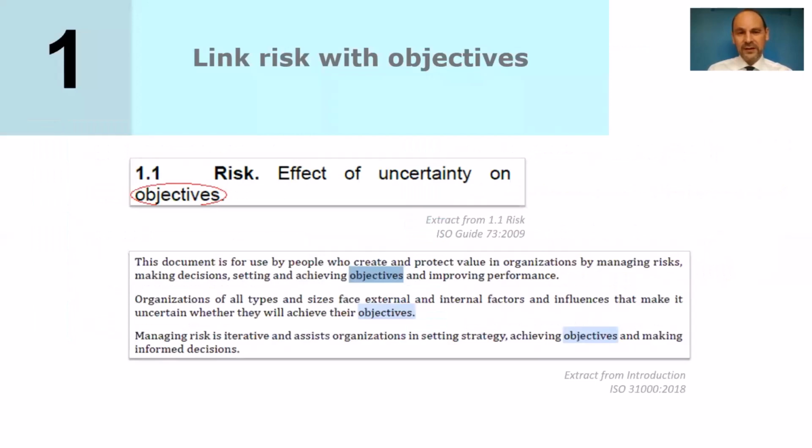So first, link risk with objectives. You can see the definition: effect of uncertainty on objectives. It is there, very important. That means you cannot talk about risk if you have not defined the objective. This is important because in all the texts, we keep talking extensively about risk and objective in ISO 27000.